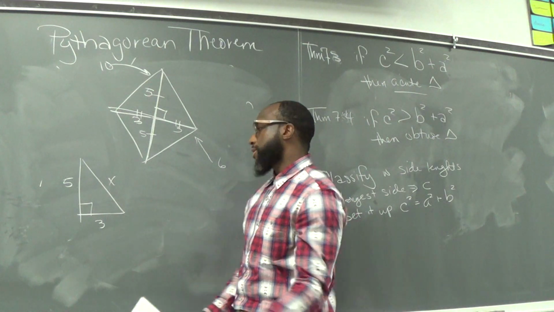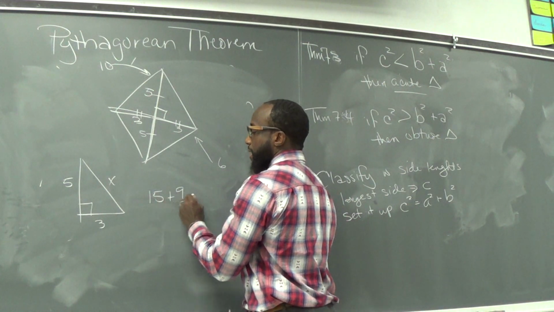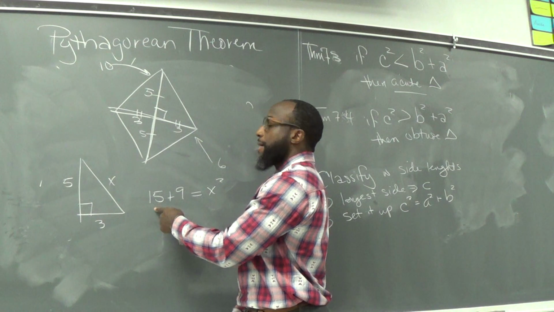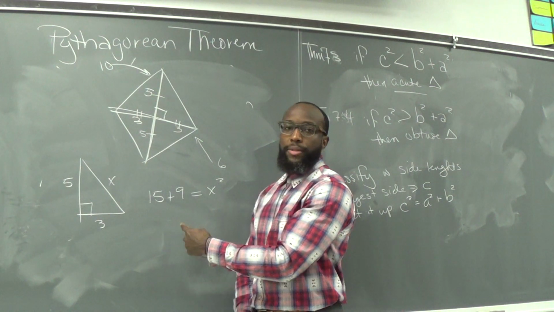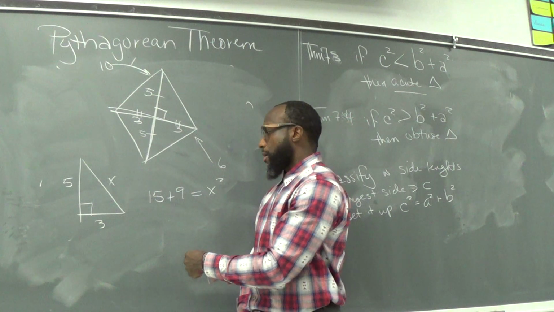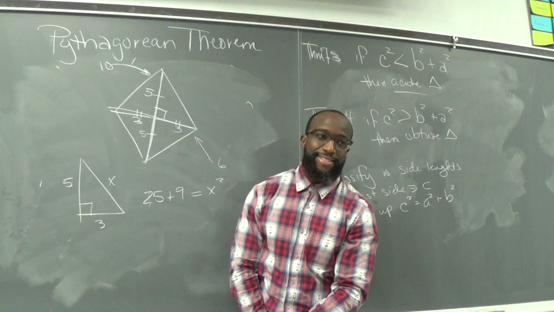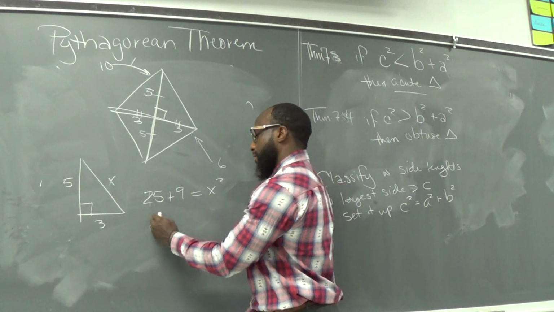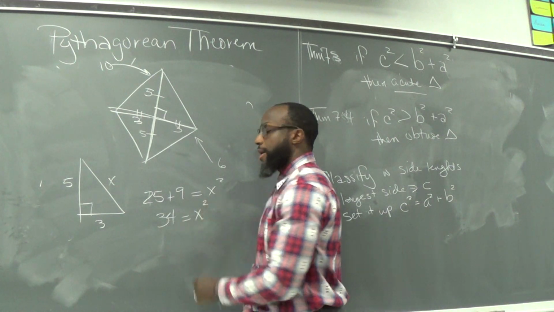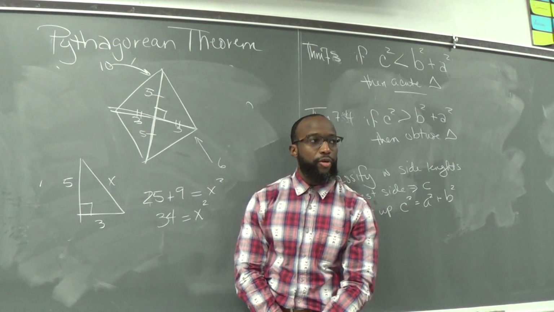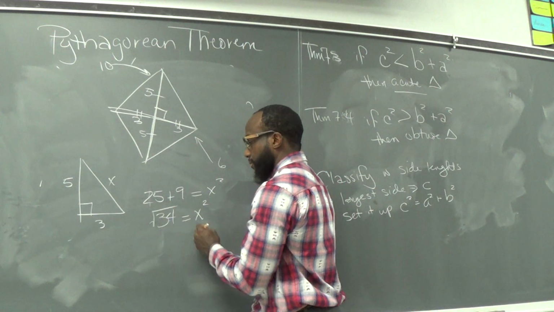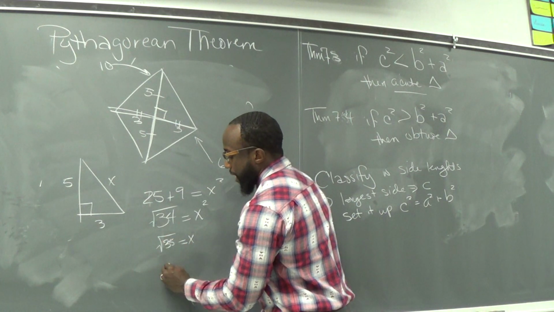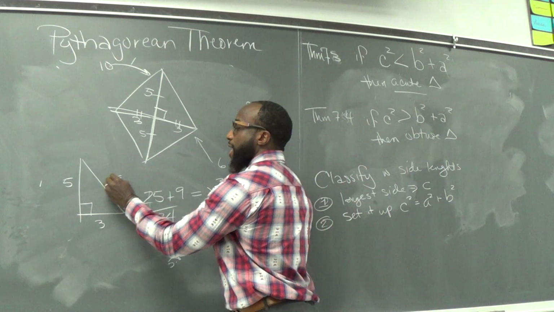Alright, so then let's solve. So it's got 5 squared plus 3 squared equals X squared. 5 squared is 25. 25 plus 9 is what? 34. 34 equals X squared. The square root of 34 gives us what? 5.8. So that's the measure of X.